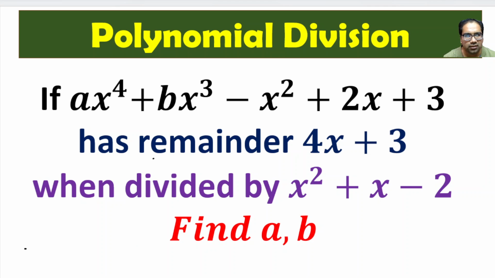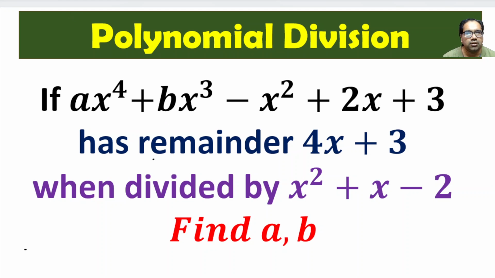Here we are given this polynomial ax^4 + bx^3 - x^2 + 2x + 3. If we divide this one with x^2 + x - 2, we are getting a remainder of 4x + 3. Then what is a and b? Right, this is a very simple problem.